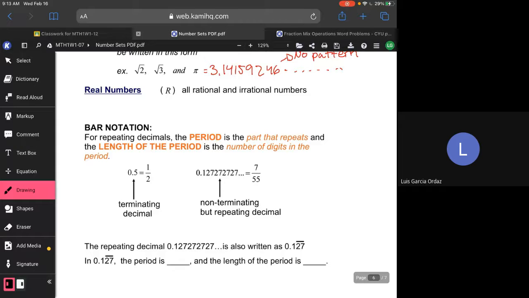And I have a decimal 0.12727272727. So the repeating decimal is 0.127272727, or it is written as 0.1 with a bar over the 27 because the 27 is repeated. Okay. So the period, what's the part that repeats? Yep, 27. And how many digits are in 27? 2. So the period is 27.